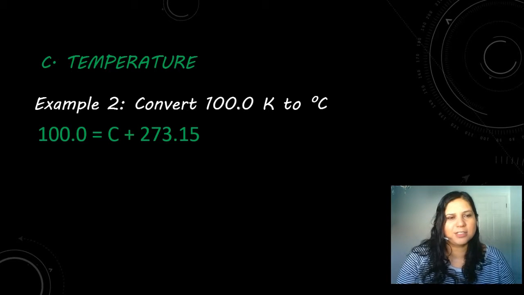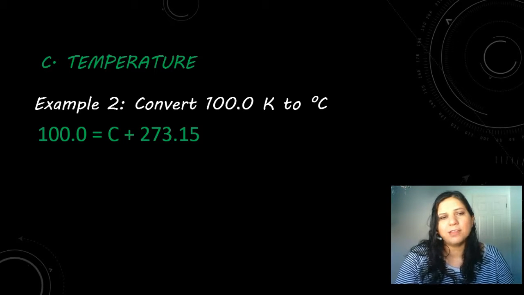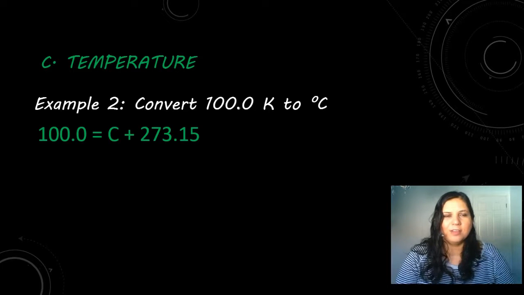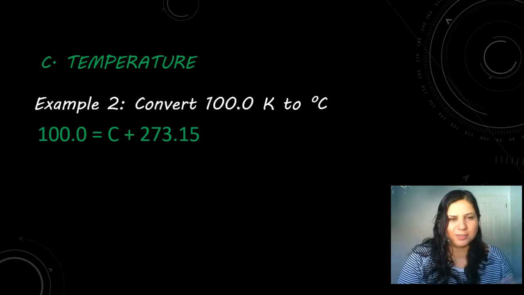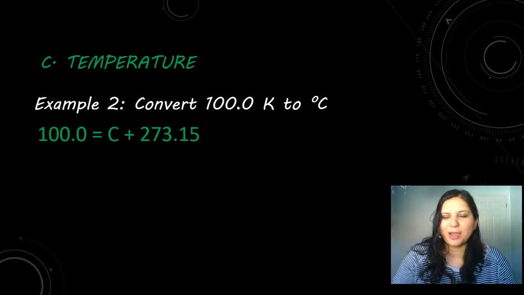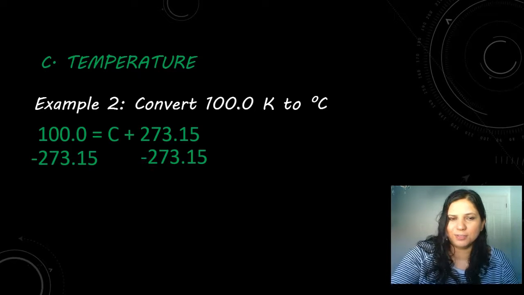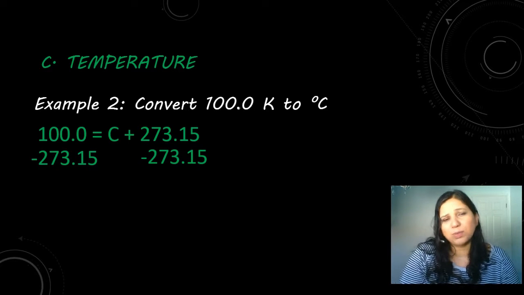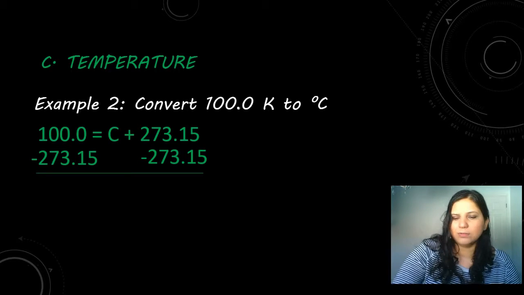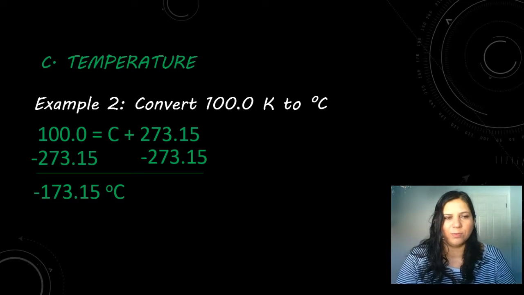We've got 100 Kelvin is equal to Celsius plus 273.15. I need to rearrange the equation, so to solve for my Celsius. So Celsius is being added to 273.15, so I'm going to need to subtract 273.15 from both sides of the equation. And so that's going to be Celsius is equal to negative 173.15.